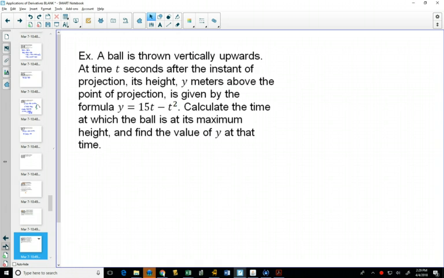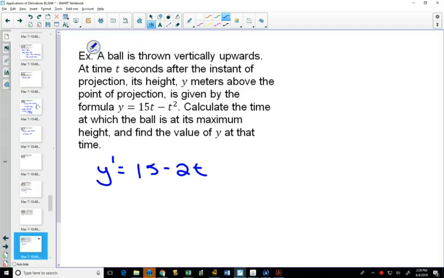Okay. So now, the derivative of this one is 15 minus 2t. Set that equal to 0, and you can solve for t. We'll get 7.5.